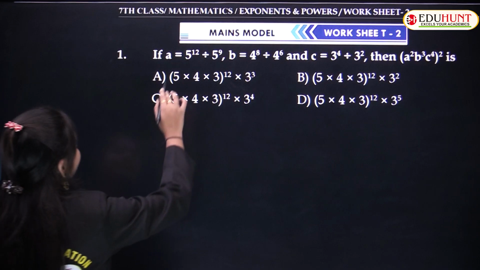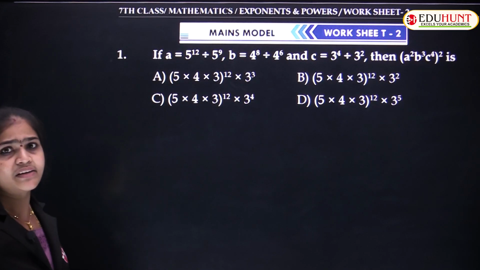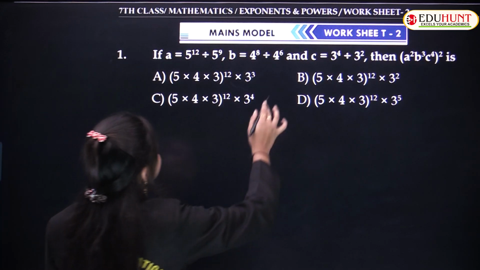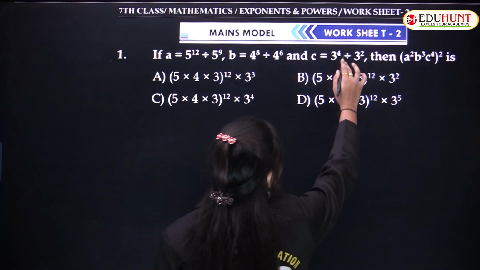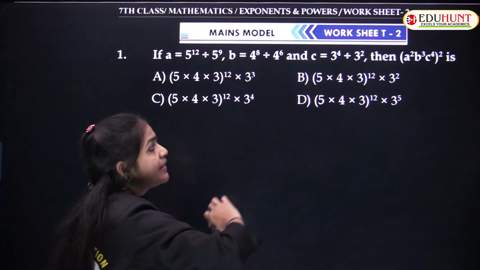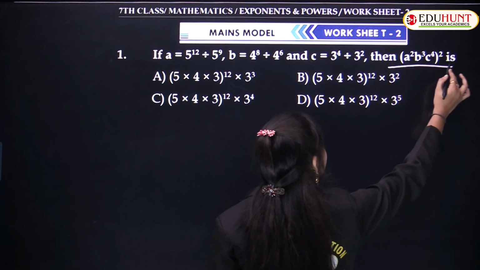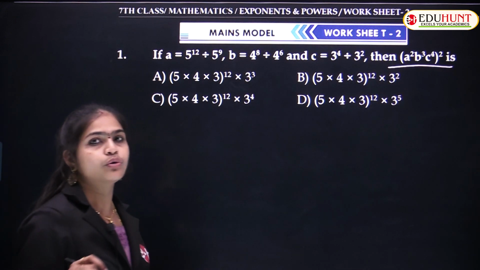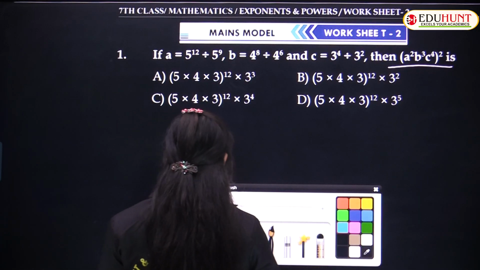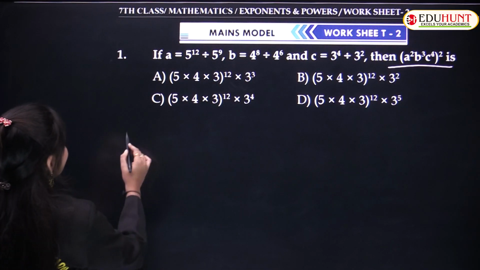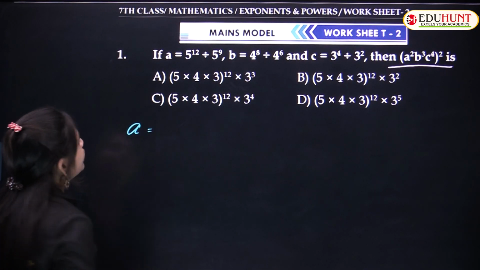Here see that if A is equal to 5 power 12 divided by 5 power 9, B is equal to 4 power 8 divided by 4 power 6, and C is equal to 3 power 4 divided by 3 square, then we need to find the value of A square, B cube, C power 4 whole square. Okay, now see here what they have given. First we need to find the A value.